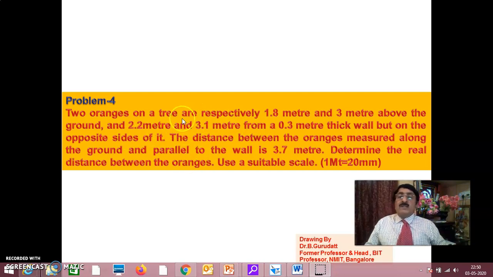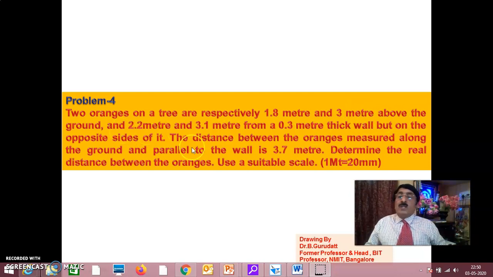There are two oranges on a tree. The two oranges on a tree are respectively 1.8 meter and 3 meter above the ground. This can be seen in the front view. Orange 1 is 1.8 meter above, and orange 2 is 3 meter above.